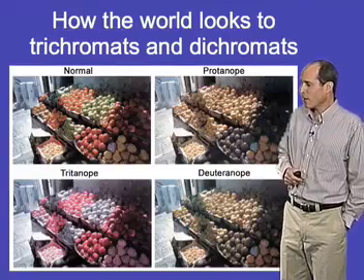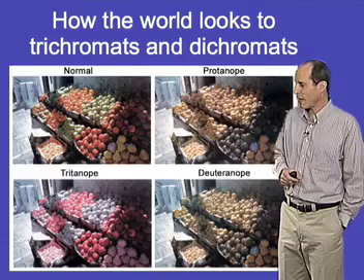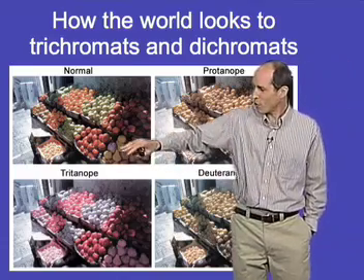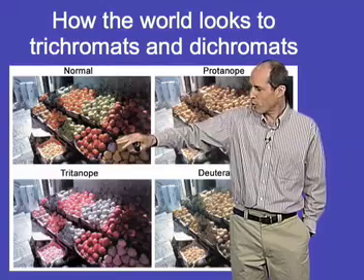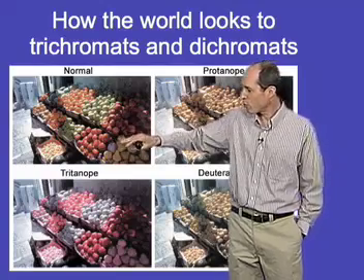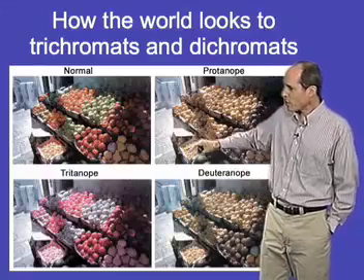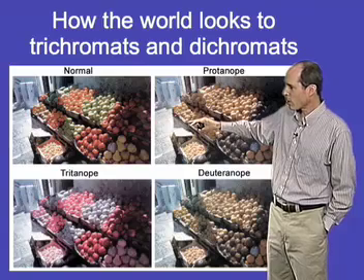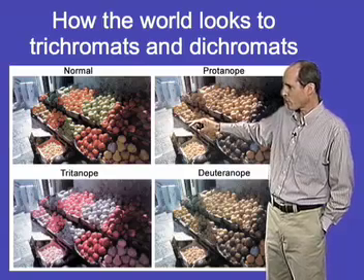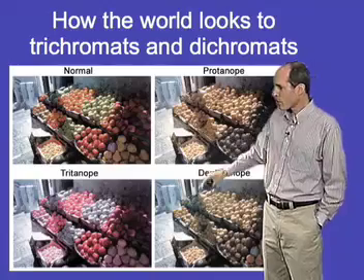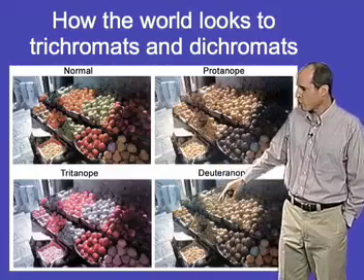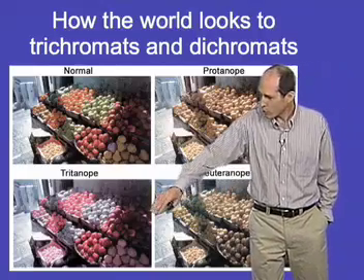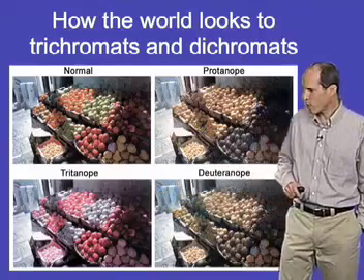And I'm showing here photographs of a fruit stand taken and processed so that we see what it would look like to a normal trichromat here on the upper left, or to any of the 3 types of dichromats. On the upper right is the so-called protanope's view. That's someone missing the long wave sensor. On the lower right is the deuteranope's view. That's someone missing the medium wave sensor. And over here on the lower left is a tritanope's view. That's someone missing the shortwave sensor.